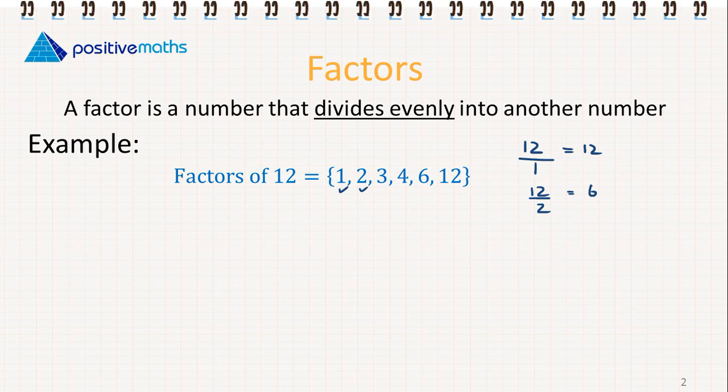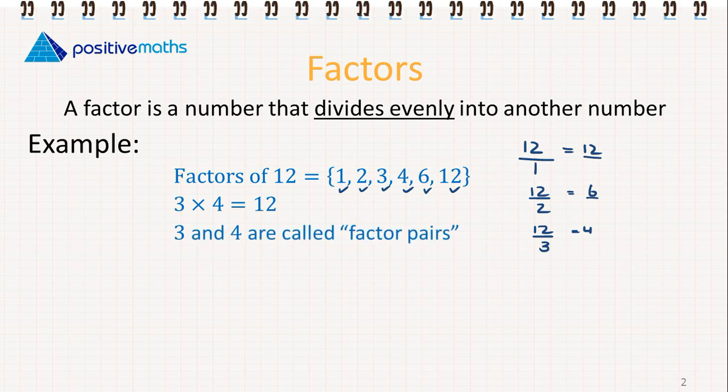But we'll also start to note that the answers that we get are also factors. So 12 is a factor and 6 is a factor. So we continue on. 12 divided by 3 will give us 4. So 3 and 4 are factors. So we call these paired factors. So 3 multiplied by 4 we know gives us 12. So we say 3 and 4 are called factor pairs.